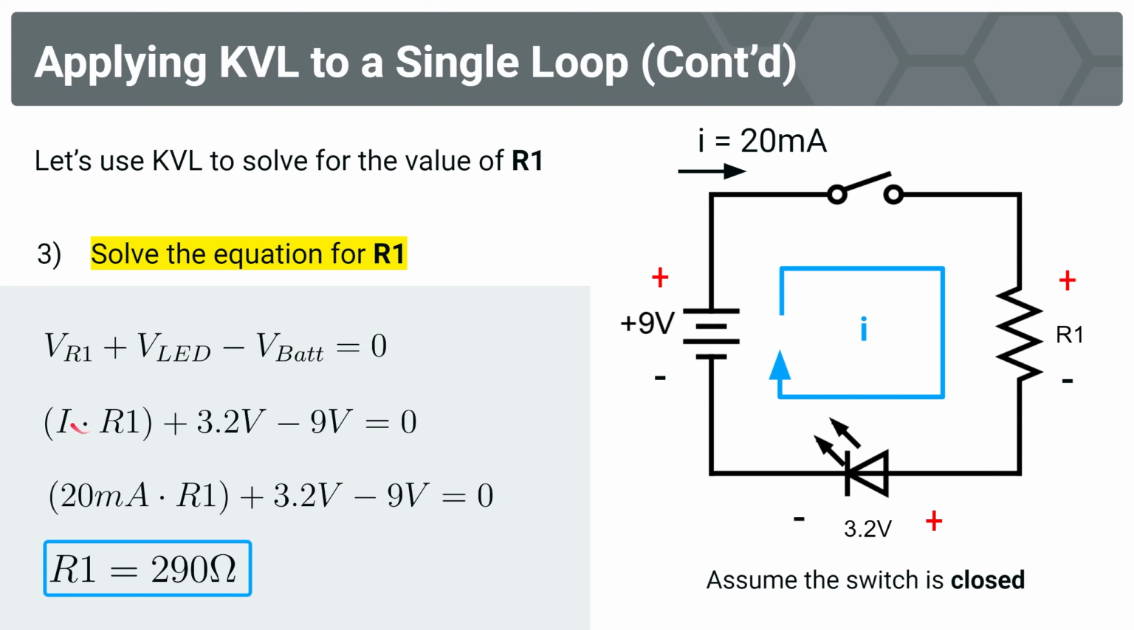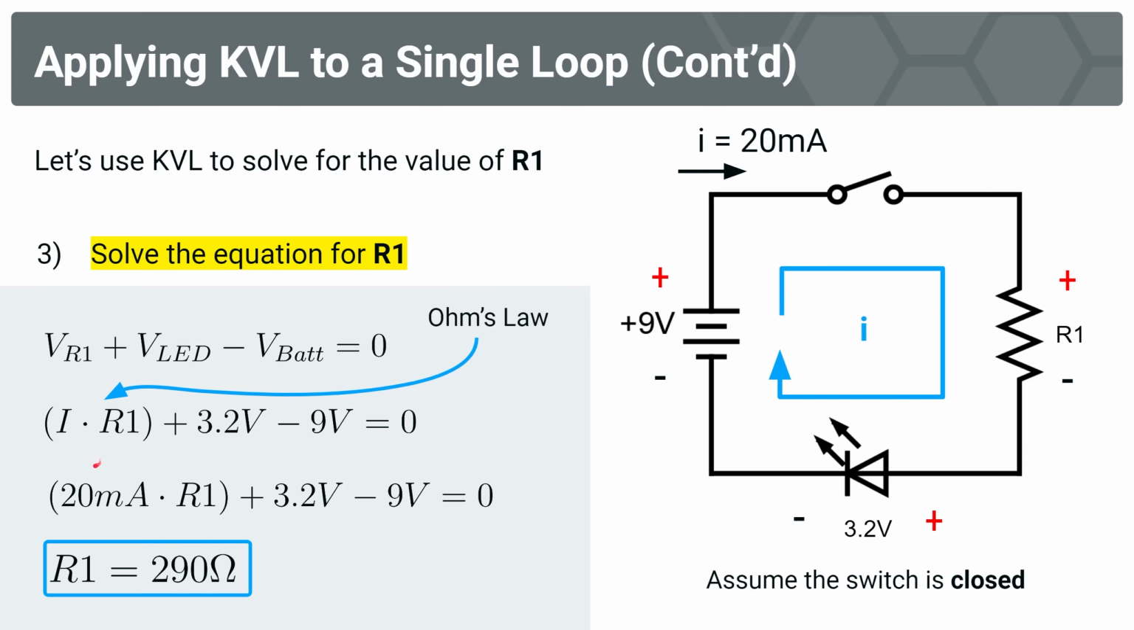Now, this should look familiar. We're going to substitute VR1 with I times R1, the current through the loop times the resistance of the resistor. This is Ohm's law, V equals IR. This is a valid substitution. And we're going to replace our other variables, VLED and V battery, with their true values. The voltage of the LED is 3.2 volts, and the voltage of the battery is 9 volts.